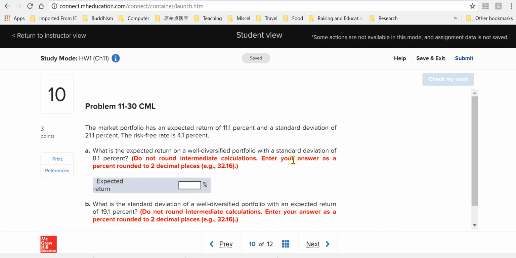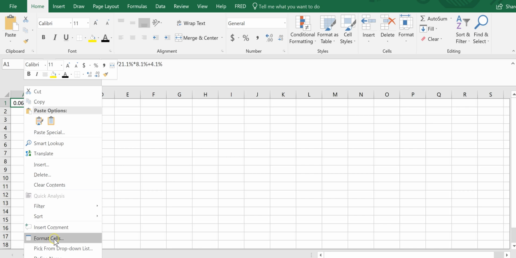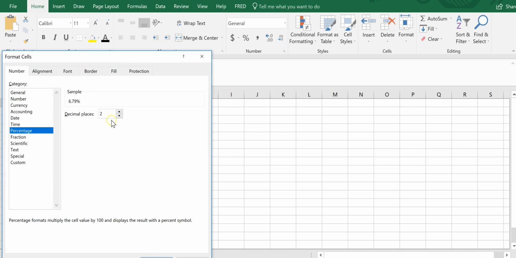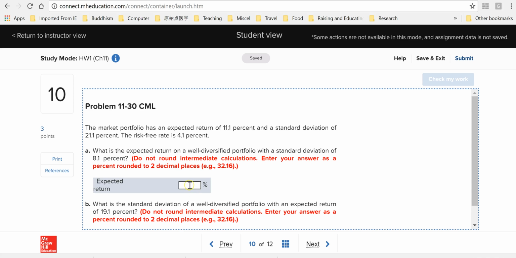And finally, enter your answer as a percent rounded to 2 decimal places. And here in Excel, you can see it's in decimal format, so I want to change this to percent format. How do I do that? I right click on the cell, click format cells, choose percentage, and for decimal places I choose the default 2. Okay, so that gives me 6.79%.